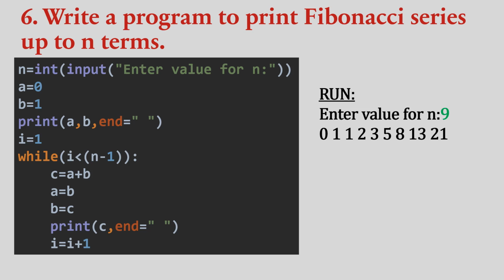So I is initialized with 1. So we can give the condition I is less than n minus 1, that is I is less than 8. I is less than 8 means till 7 it will continue. That means the rest of the 7 terms it will print, because the first two terms are already there. The third term is 1, the fourth term is 2, like this that you have done earlier. The same thing, it will continue till 9 terms.